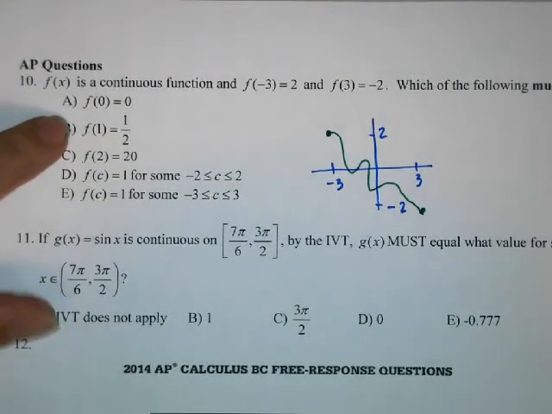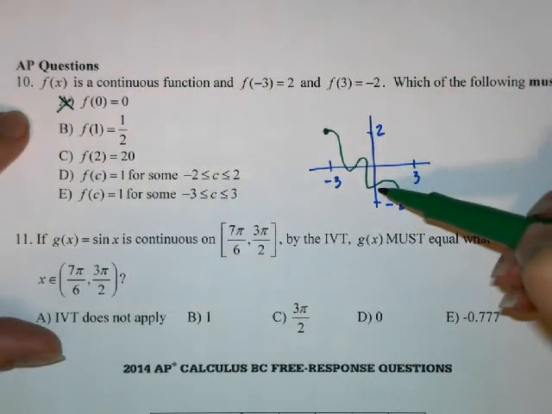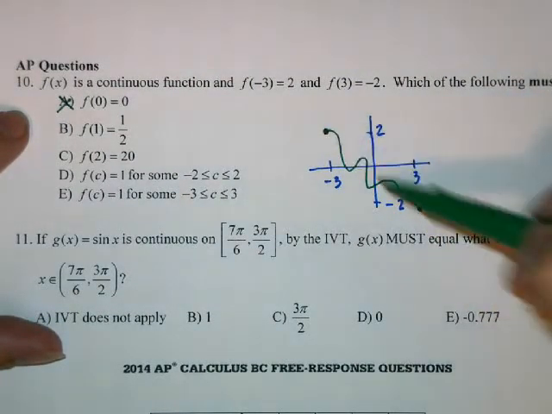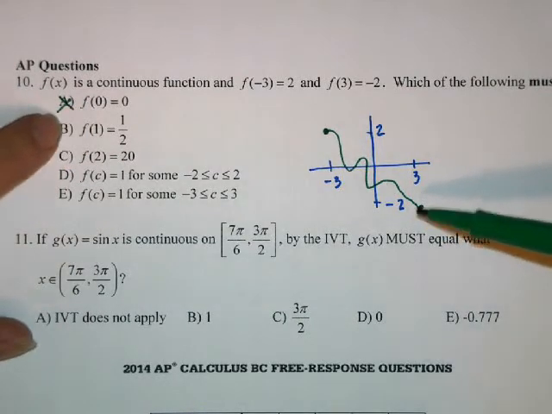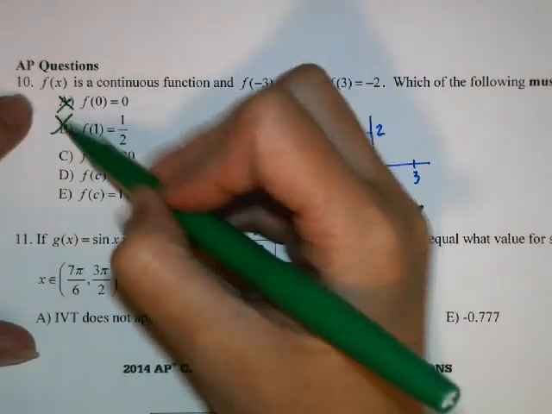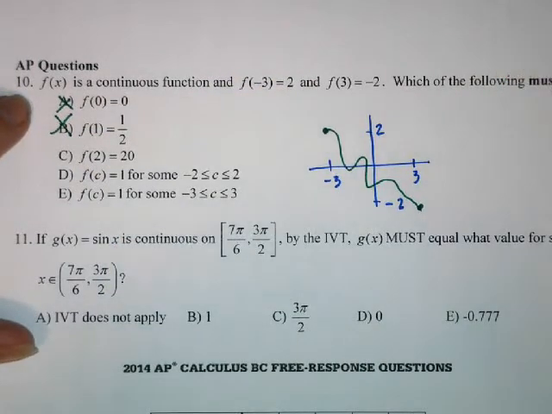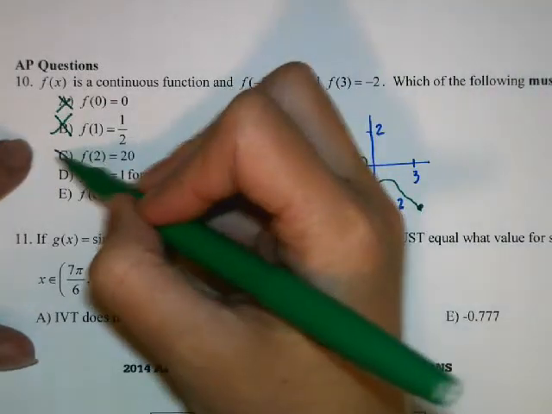So must be true, f of 0 equals 0. That does not must be true. It has to equal 0 somewhere, but it doesn't have to occur at 0. F of 1 is 1/2. Does not have to be true. It has to hit 1/2 at some point. F of 2 is 20.